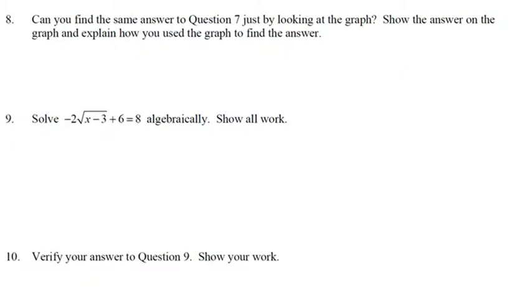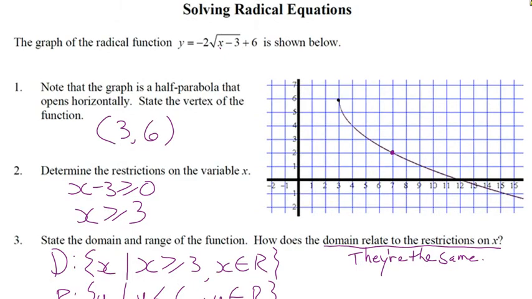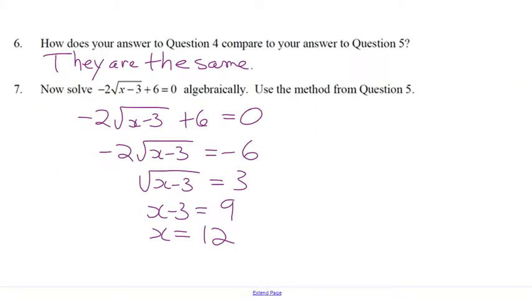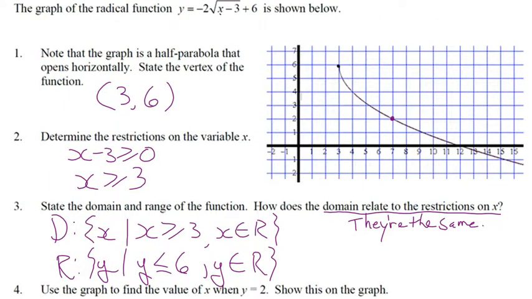Can you find the same answer to question 7 by looking at the graph? Show the answer on the graph and explain how you use the graph. Okay? So if we're doing the graph, what do I want? Remember, this is the curve. I want it equal to 0. So we're going to go back to the curve, find y equals 0, and get the solution, which is x equals 12. Okay, so remember, this is what y is. So when you write this equals 0, it's like writing y equals 0. Or when you write that is equal to 2, it's like writing y equals 2. What's the x value that goes with that?